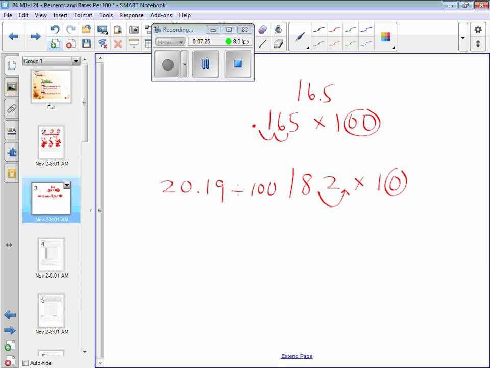All right, let's learn from this. 2 zeros, but we're dividing. If you divide, you got to move the decimal to the left now, 2 places. 0.2019 is correct. Top drawer.